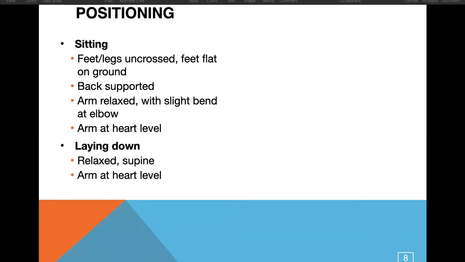If our patient is lying down, we would like them relaxed, supine, which means lying on their back, with the arm at the heart level. So we're not going to be holding their arm up in the air. It needs to be along the plane of their body.